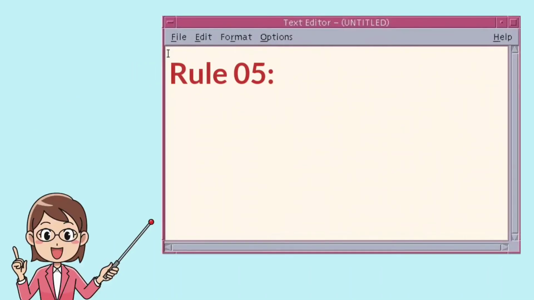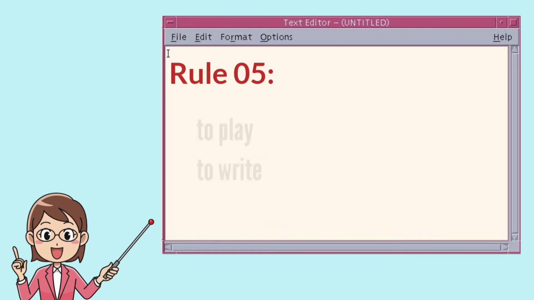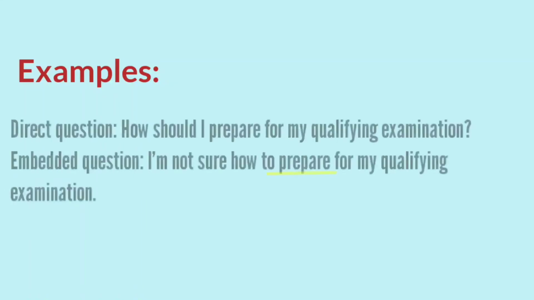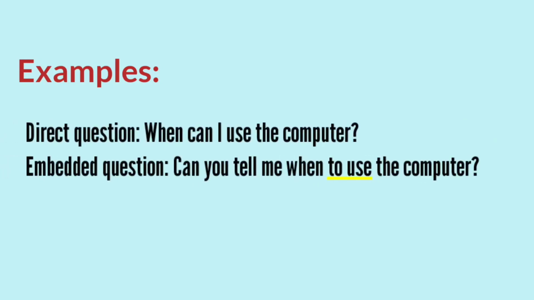Rule number 5. The question word can be followed by an infinitive. An infinitive is a verbal consisting of the word to plus a verb and functioning as a noun, adjective, or adverb. Some examples are to play, to write, to learn, and to fly. Let's take a look at these examples. How should I prepare for my qualifying examination? I'm not sure how to prepare for my qualifying examination. When can I use the computer? Can you tell me when to use the computer?